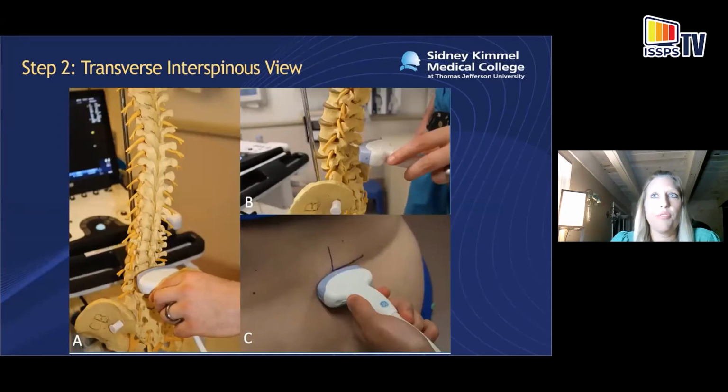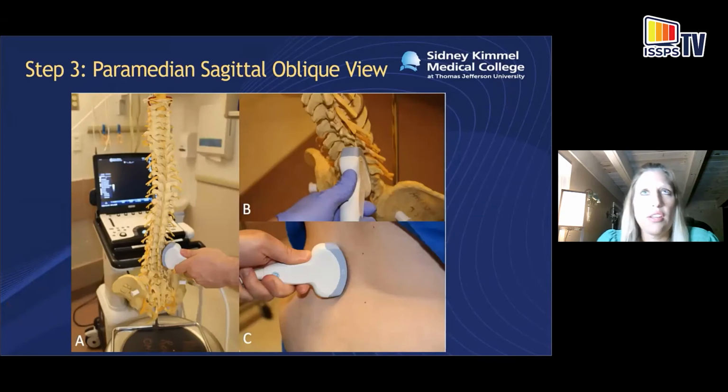Here, then, we would move, so we look for the spinous process and then look for the interspinous view. And at that point, I'm marking the midline. And then I'll be looking at the paramedian sagittal oblique view and trying to find the lamina and the interspaces and identifying the different lumbar interspaces.